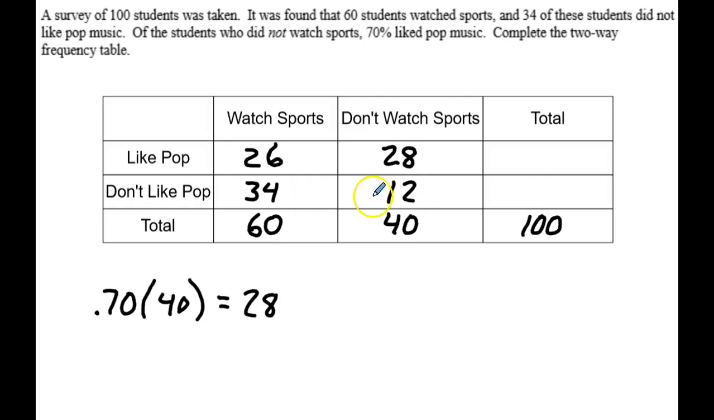So now we can add these values, 26 and 28. That is going to be 54. And 34 plus 12, that is going to be 46. If I look, 54 plus 46 gets me that total of 100. So that's how we can fill in a frequency table. If we take the totals of our categories across the bottom, that total must be equal to 100. And same on the right side, these totals must be equal to 100 as well.